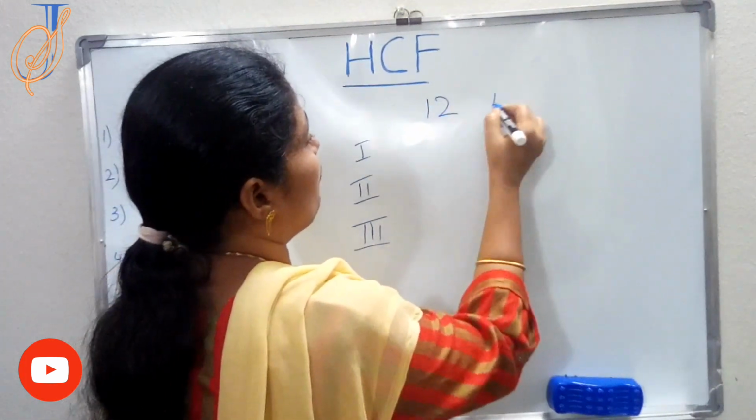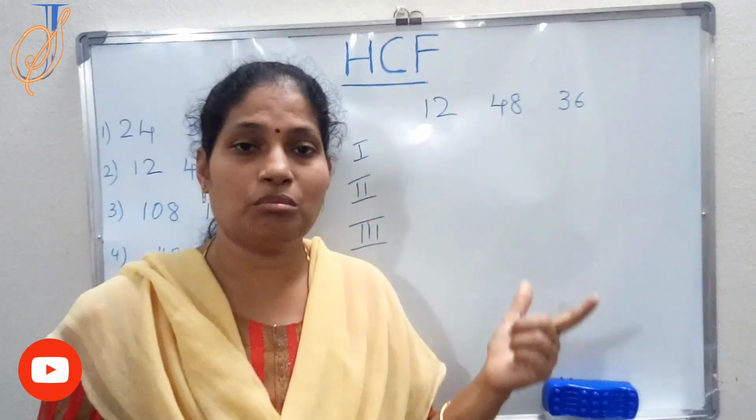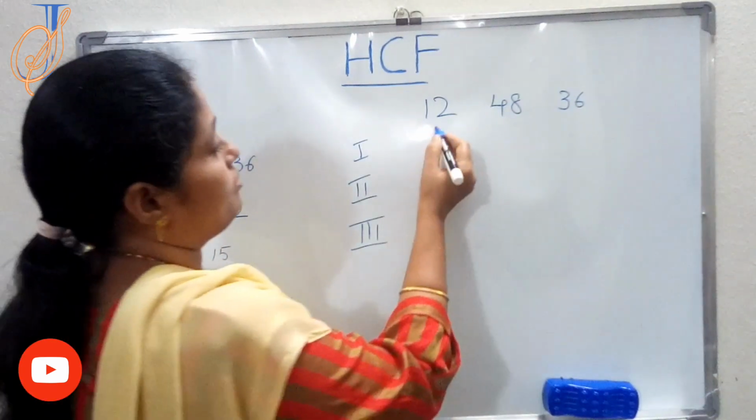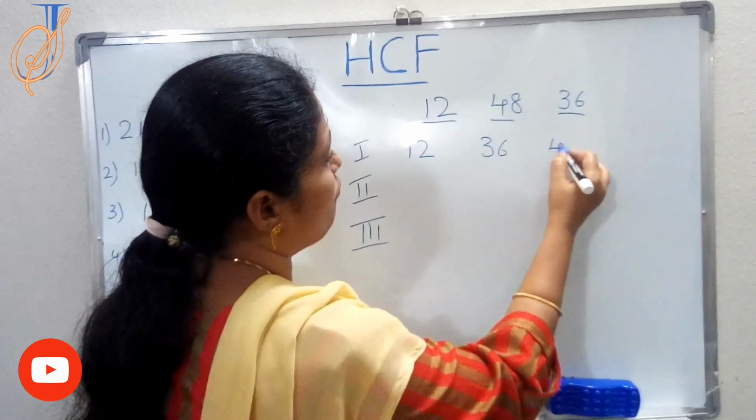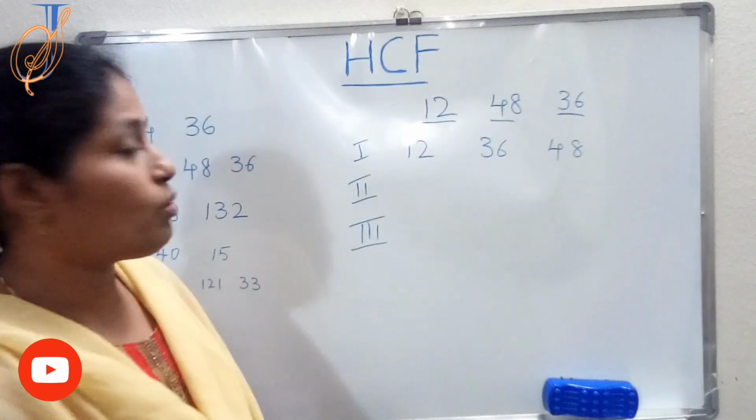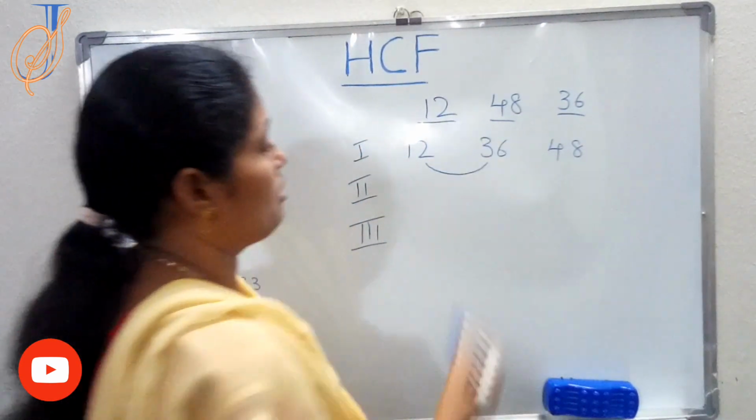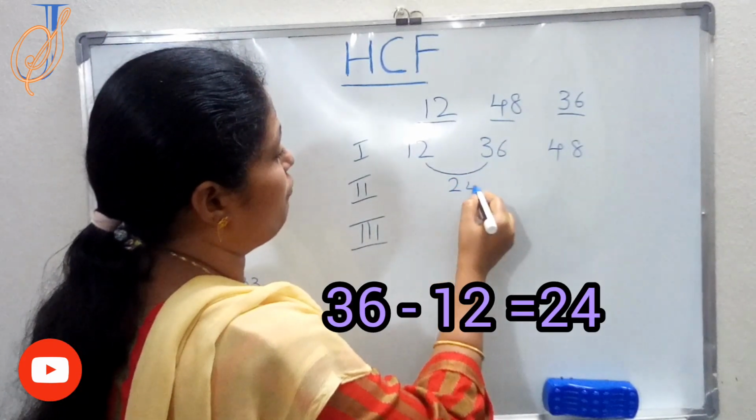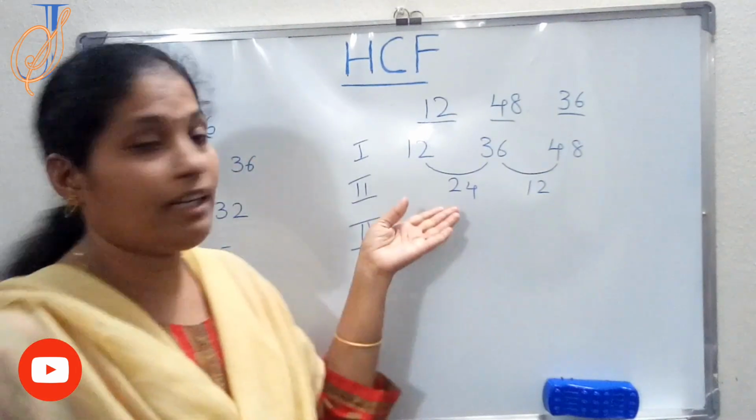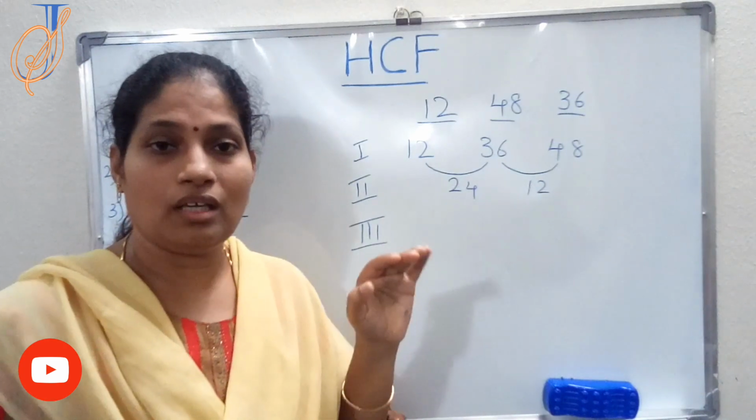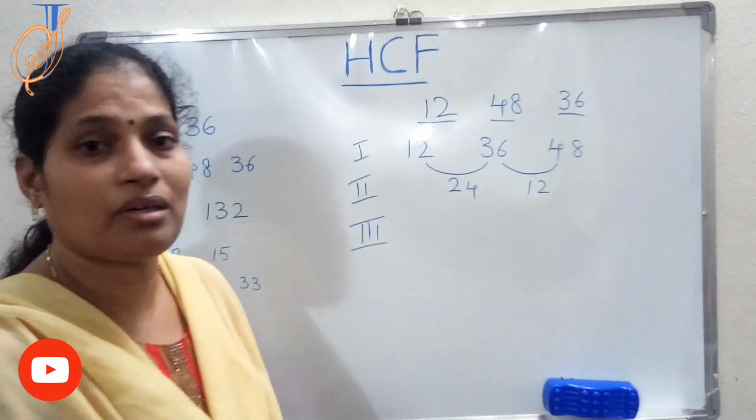We will go with another example to find the HCF, which is 12, 48, 36. So what is our first step? Write numbers in ascending order. The first comes 12 and then 36. And the last one is 48. So what is our second step? Find the difference between the numbers. So 12, 36, difference is 24. 36, 48, difference is 12. Here 24 and 12 is there. So this time you have to take the least number between these two. So what is our least number? 12.